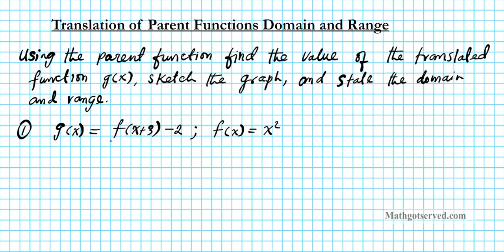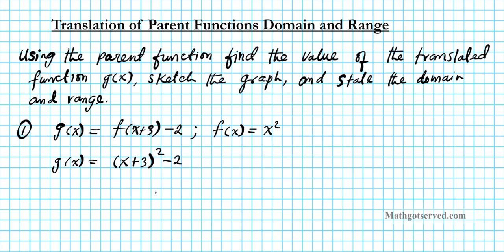First of all, we need to find the value for the translated function g of x, and then we're going to sketch that graph and state the domain and range. So we're going to have f of x plus 3 minus 2, so we're going to compose this function with x plus 3 and then subtract 2 from the resulting answer. So g of x is simply going to be, instead of x squared, quantity x plus 3 squared minus 2.